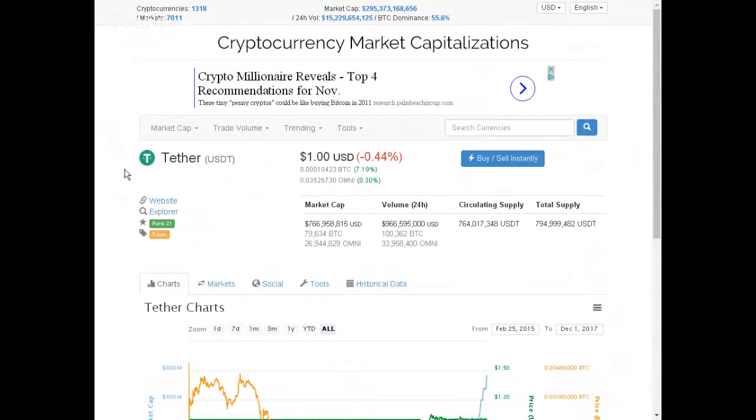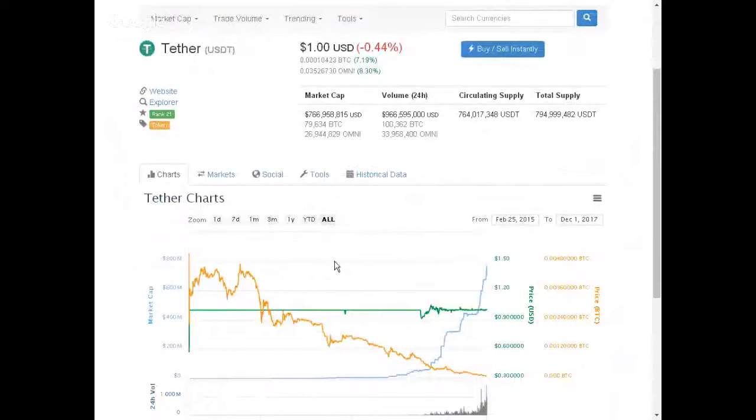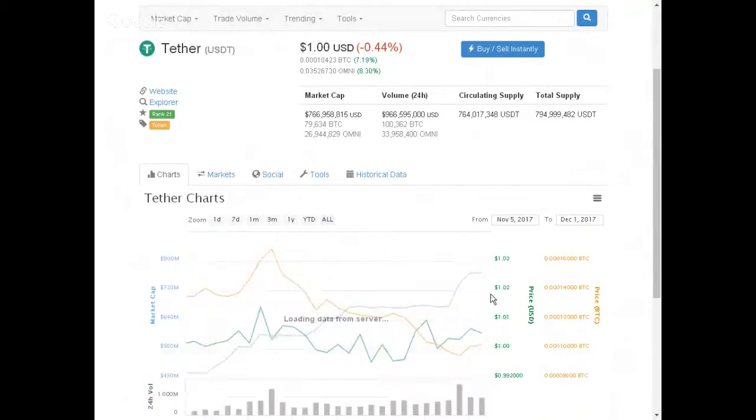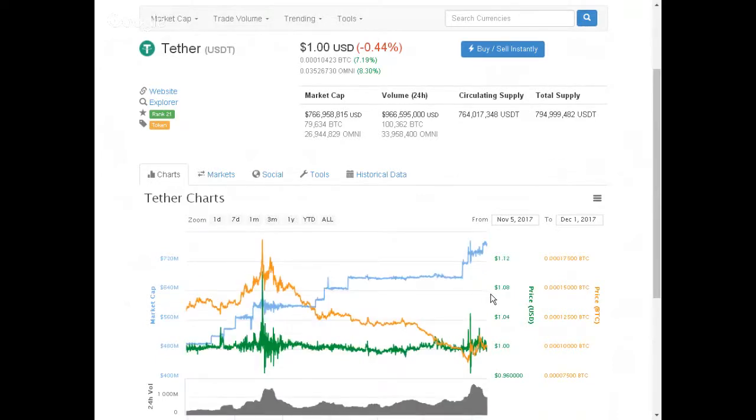It's still $1. It hasn't moved. It's not worth 144. Yeah, it's never been $1.44. So I don't know where you're seeing that, 21 million club. Tether is 144. On what exchange? Okay.